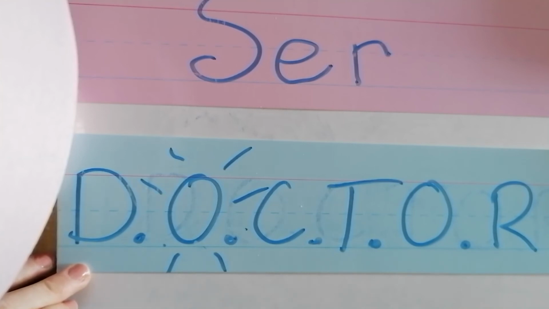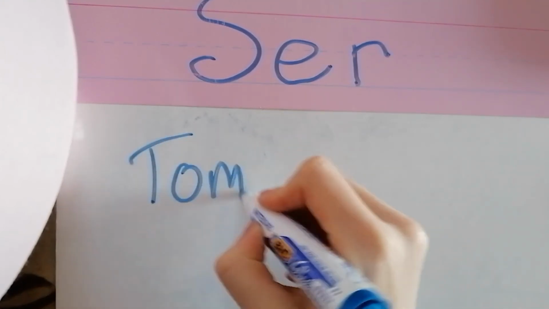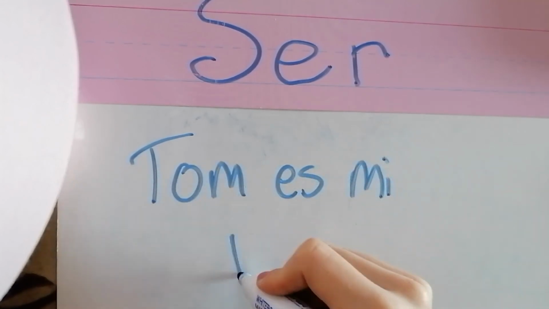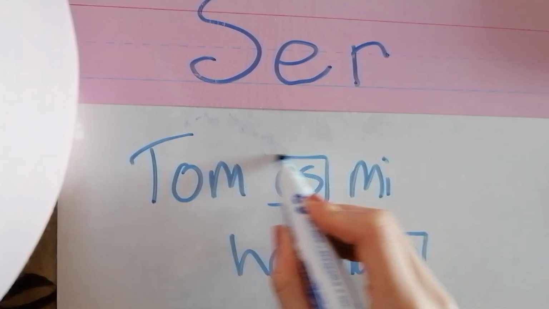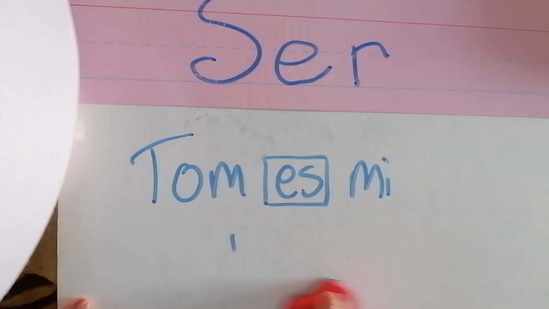Origin. I'm from Ireland. Soy de Irlanda. And relationships. We didn't talk about relationships. So if you wanted to say, Tom is my brother, Tom es mi hermano. Is that something that's going to change? Hermano, because it's masculine. Tom es mi hermano. So he will always be my brother, whether I like it or not. That is just the way that it is. So we use ser.